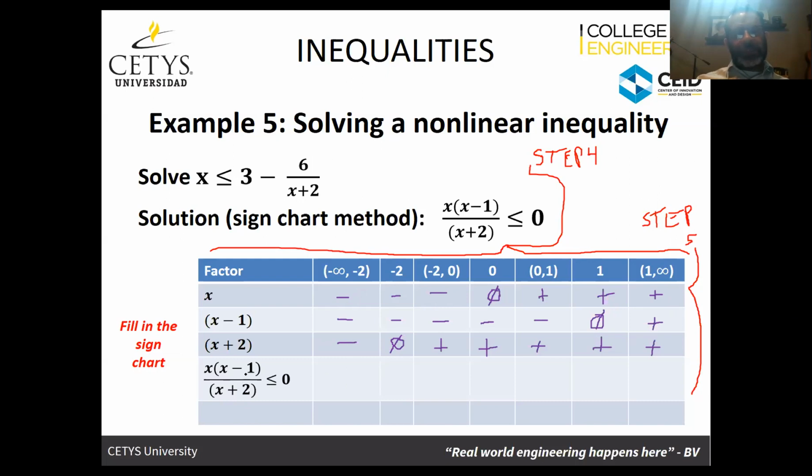So help me out here. What is going to be the sign of the complete factor in this case? So it's minus multiplied by minus divided by minus. What are we going to have here? Negative? Correct, because minus times minus is positive, divided by minus is negative. Correct.